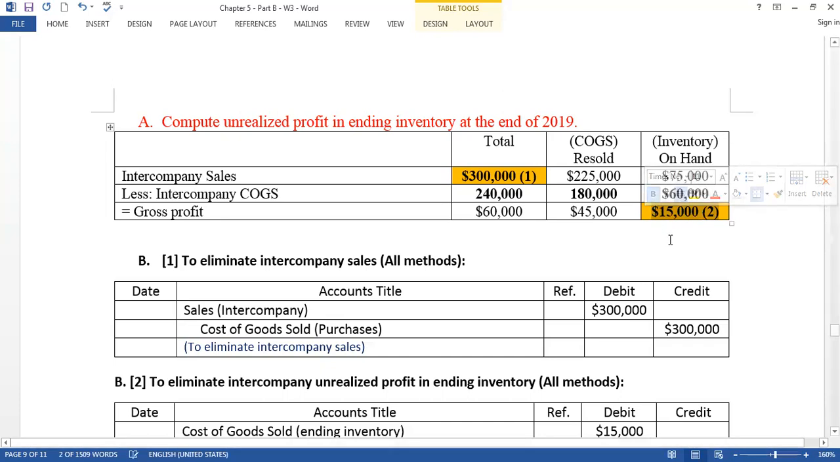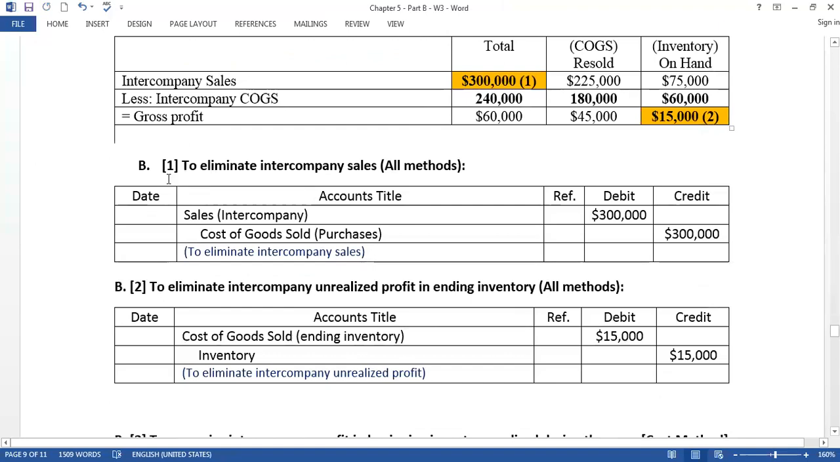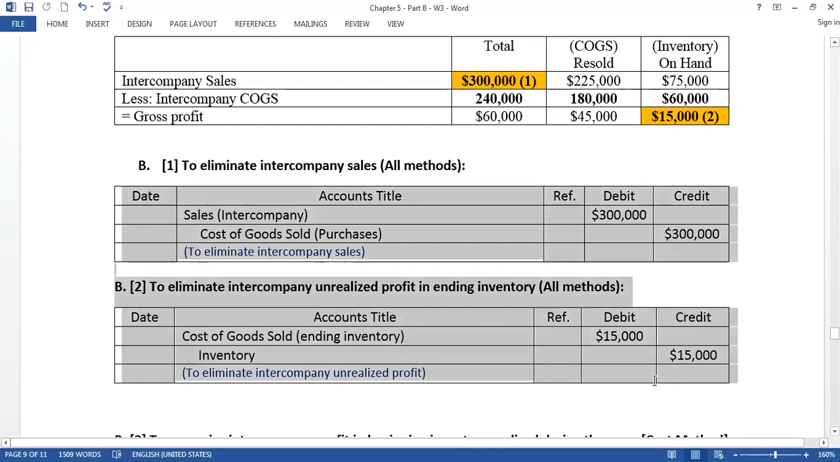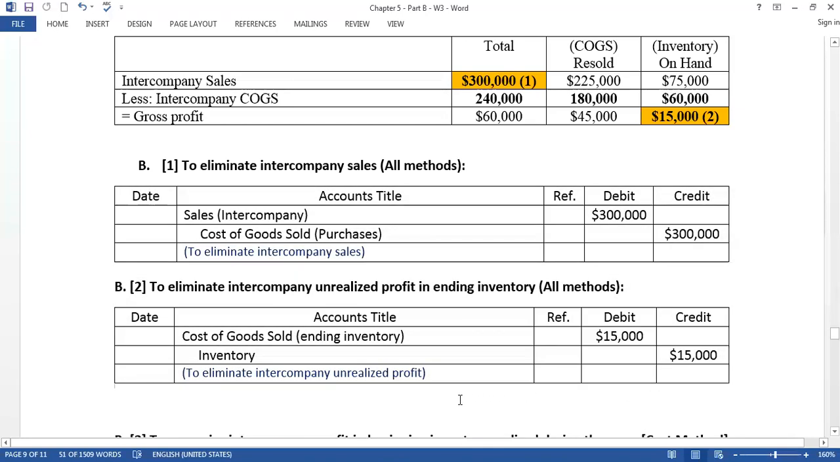To eliminate. Okay. And these two journal entries don't have any upstream or downstream. Whether it is upstream or downstream, same journal. Look at here. Upstream or downstream, all methods. Whether it is cost method or equity method, upstream or downstream, same journal entry. And I already explained this, how to close this.